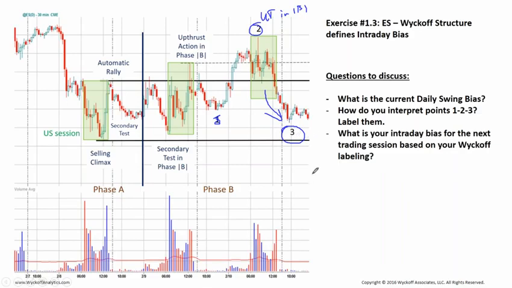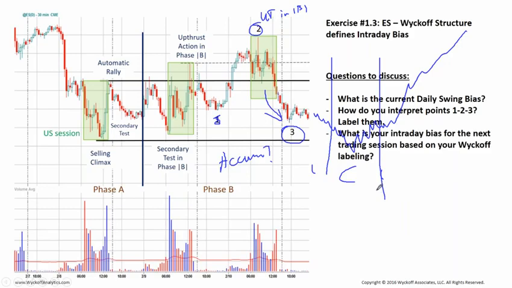So if this is accumulation, then we would be expecting phase C, maybe something like that, and then the price going up. So that would be the most preferred scenario. So we have to see where we are going to be at the beginning of the US session.